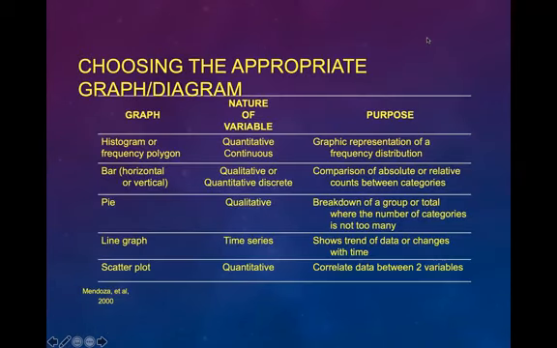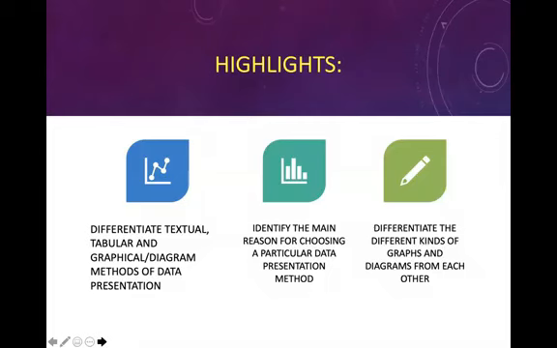This table summarizes the graph type, the purpose of the graph, and the nature of the variables, whether they are continuous, discrete, nominal, etc. And these are the highlights. You're able to differentiate textual, tabular, and graphical diagram methods of data presentation. We're able to identify the main reason for choosing a particular data presentation method. And we are able to differentiate the different kinds of graphs and diagrams from each other.